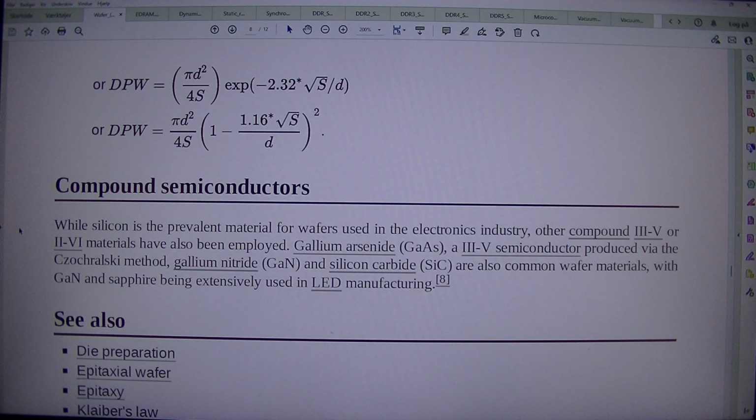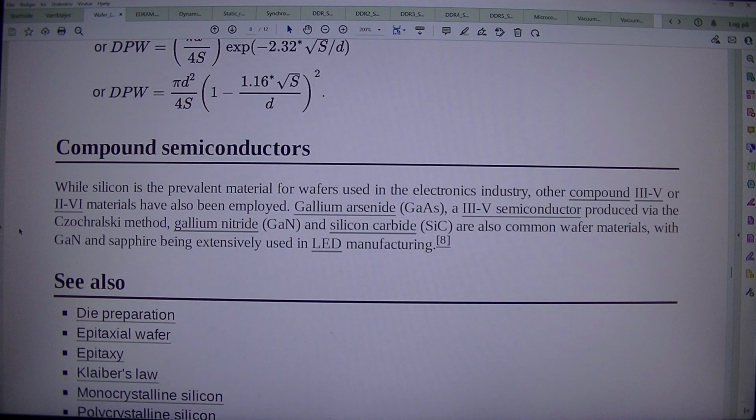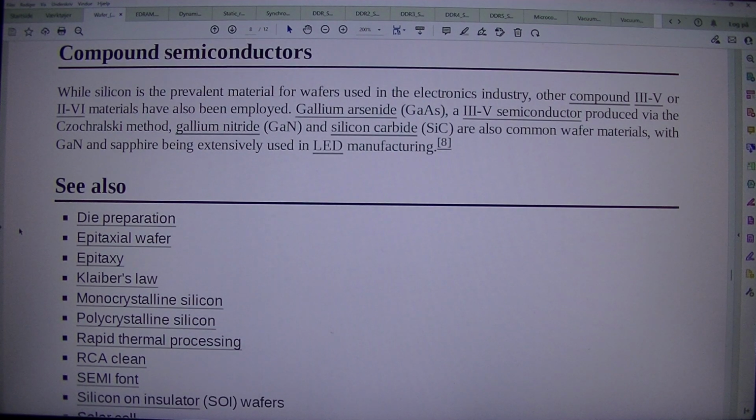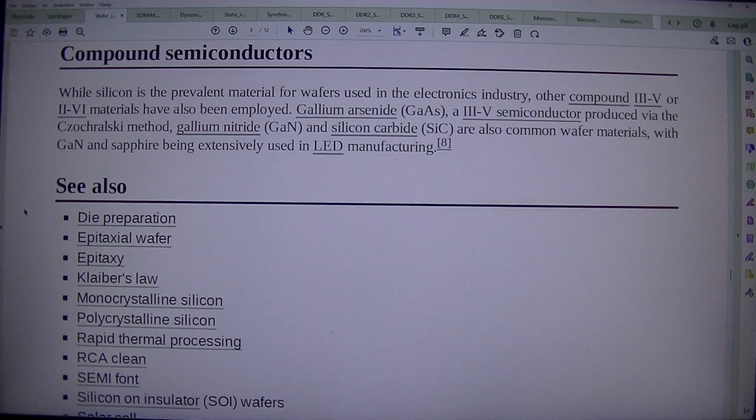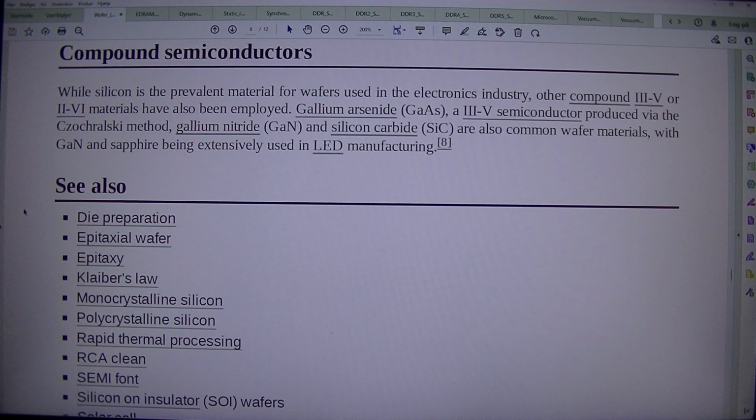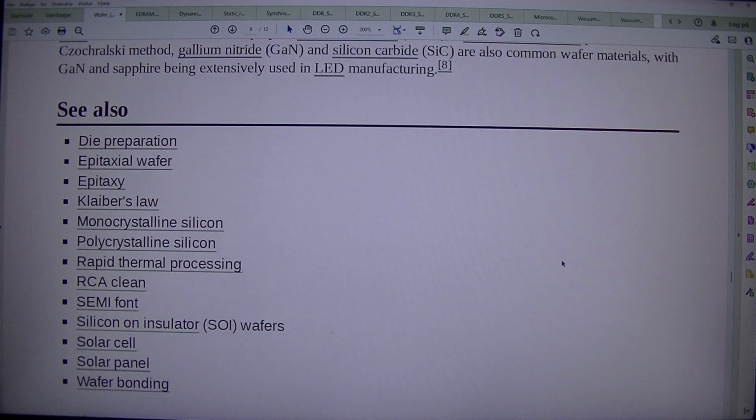While silicon is the prevalent material for wafers used in the electronics industry, other compound III-V or II-VI materials have also been employed. Gallium arsenide, GaAs, a III-V semiconductor produced via the Czochralski method, gallium nitride, GaN, and silicon carbide, SiC, are also common wafer materials, with GaN and sapphire being extensively used in LED manufacturing.